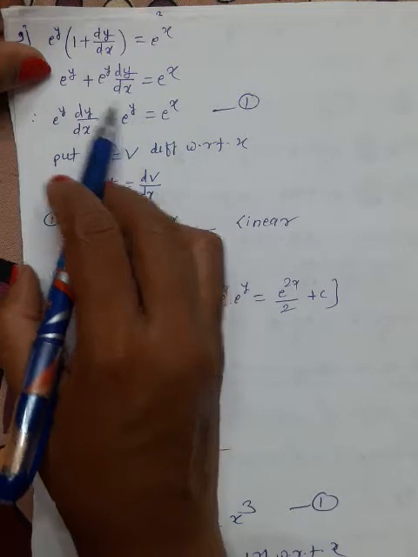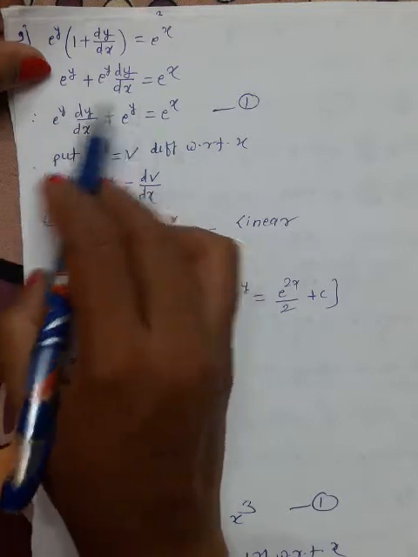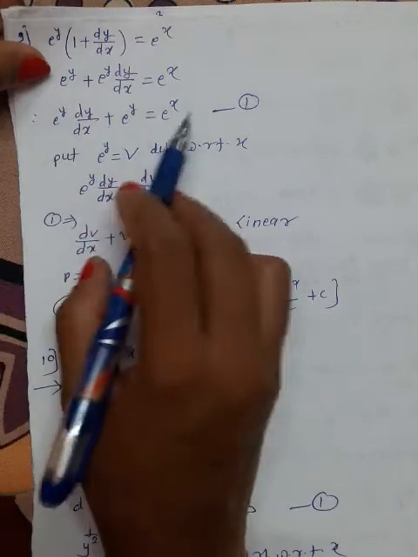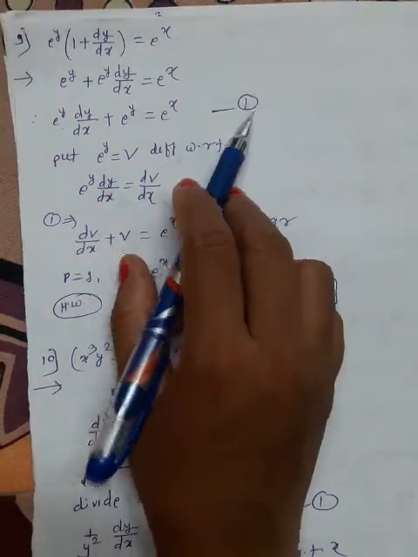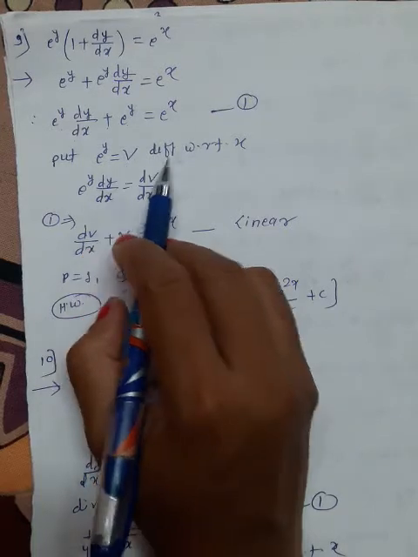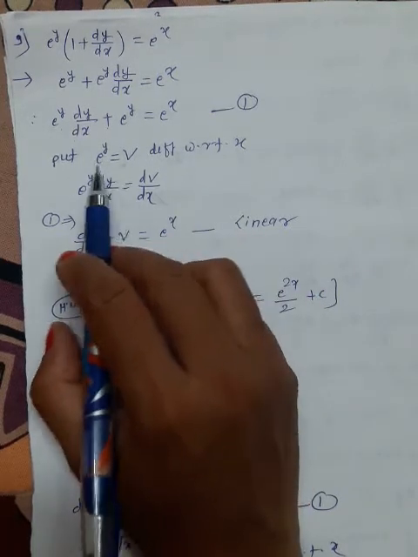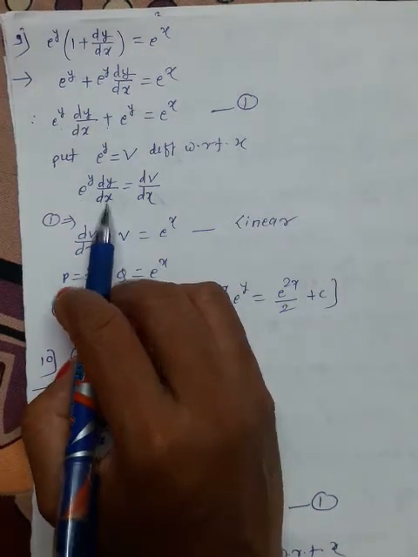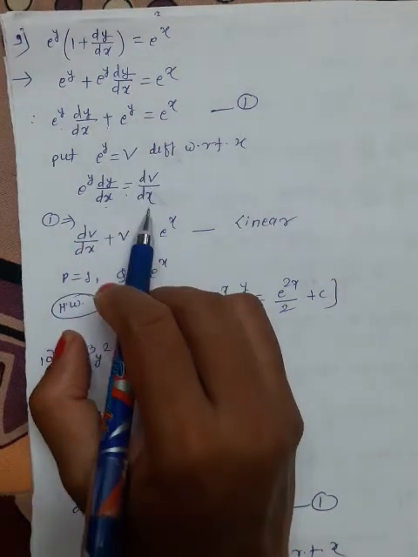If you observe this, we will get e raised to x, whose derivative is e raised to x, present here. That's why call this equation number 1. Now we have to substitute e raised to y as v. Therefore differentiate with respect to x on both sides. The derivative of e raised to y is e raised to y into dy by dx. This is chain rule. It is equal to the derivative of v, which is dv by dx.